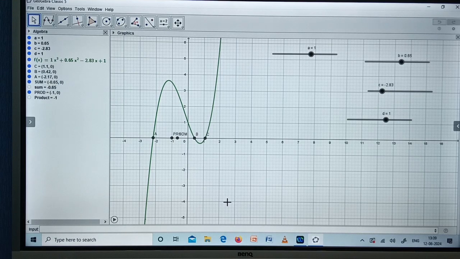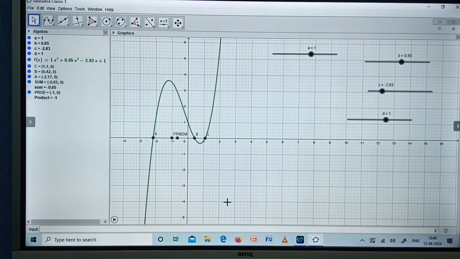In one case I found the product of the zeros. What are the zeros here? A, B and C. What is the x coordinate of A? Minus 2.17, B is 0.42 and C is 1.1. So if I multiply that, I get minus 1. If I use minus D by A also, I get minus 1 by 1. Here you can see D is 1, A is 1. So minus D by A is minus 1. So that is the relationship between the product and the coefficients.